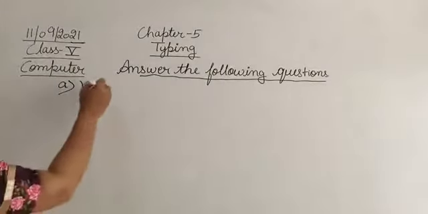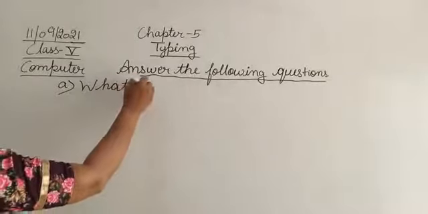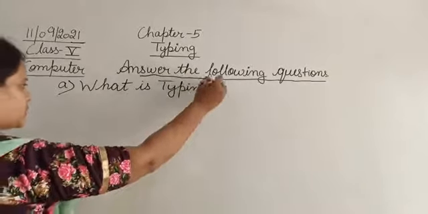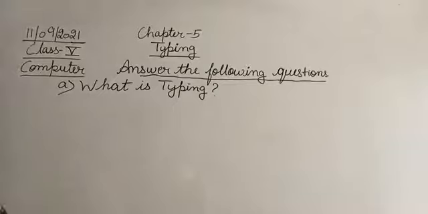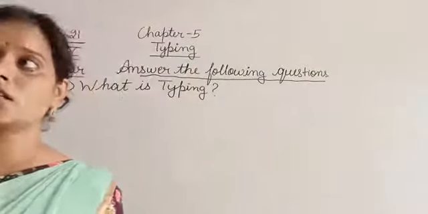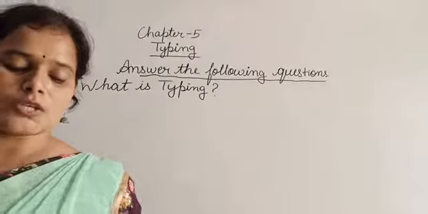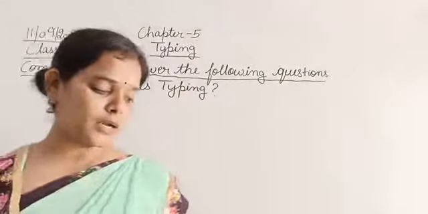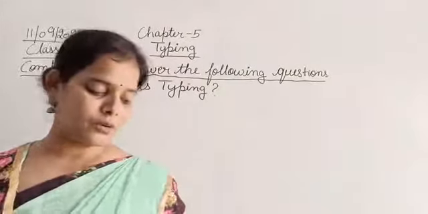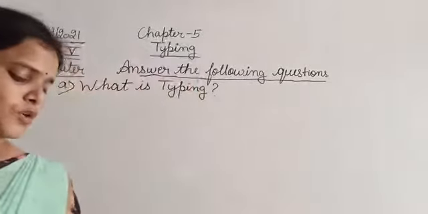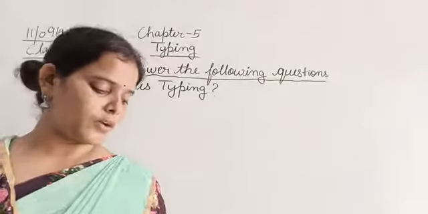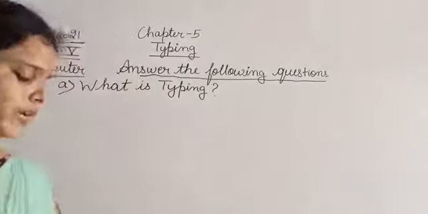What is typing? Okay, so what is the meaning of typing that we do with the help of computer keyboard or the typewriter? Okay, all the keys. So what is typing? Typing is the process of inputting text with a device such as typewriter, computer keyboard or a mobile keypad by pressing its keys. So write down.